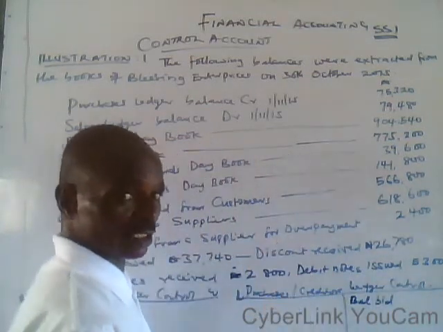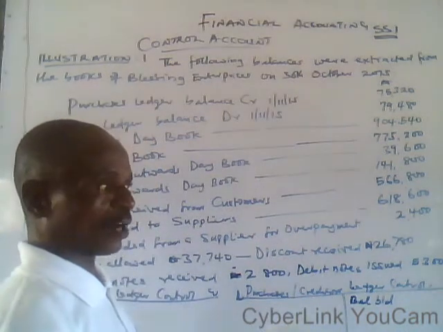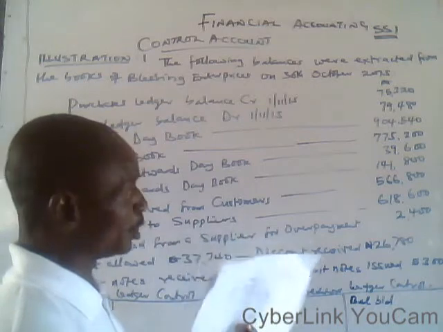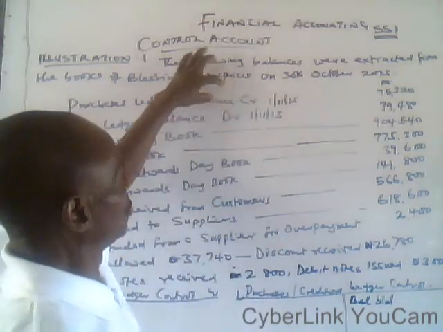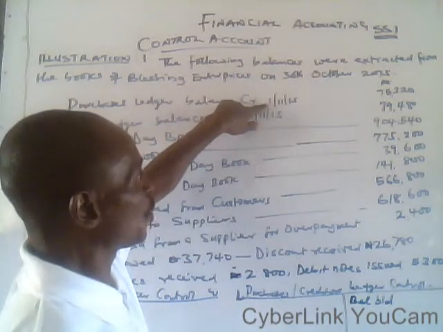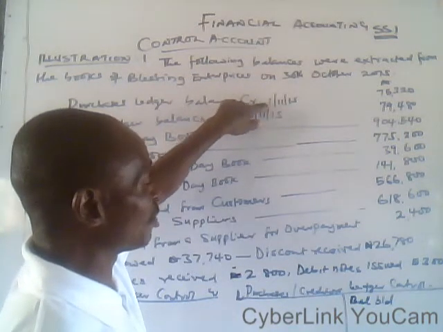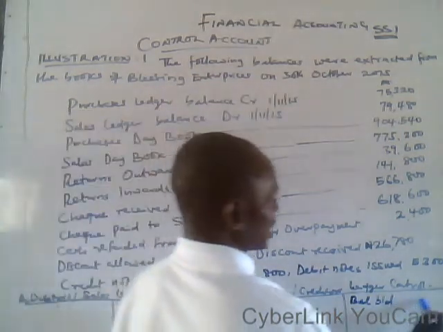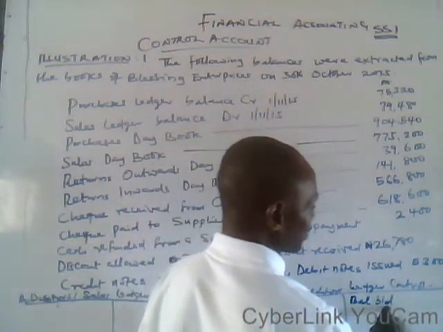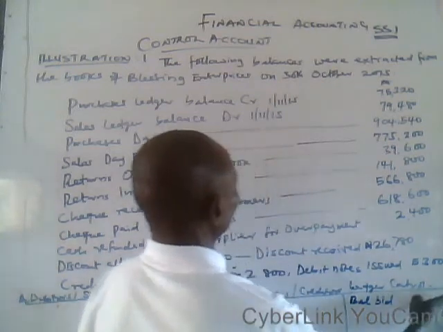I will advise you to be with your own biro and paper. Let's do it together. You have a balance, CR means credit. Opening first day of the month, and you transfer it to the credit side of the purchase ledger control account as the balance brought down, and you write the figure.